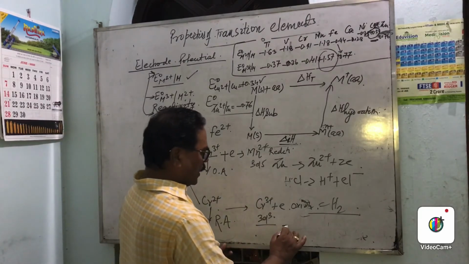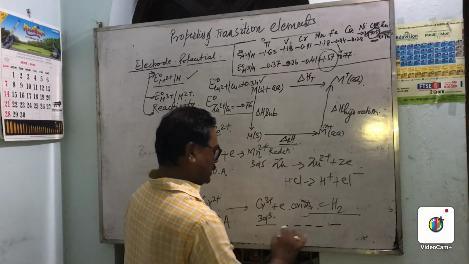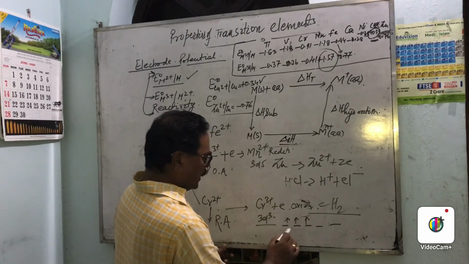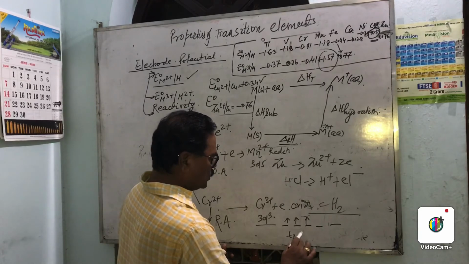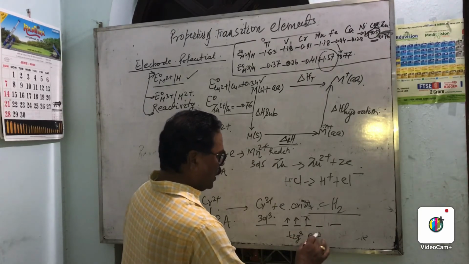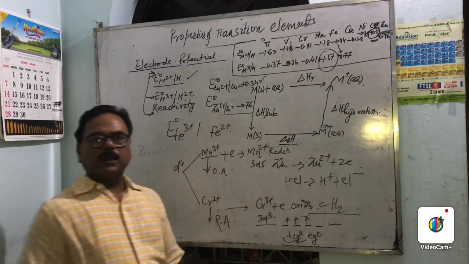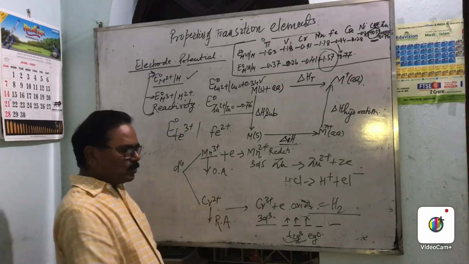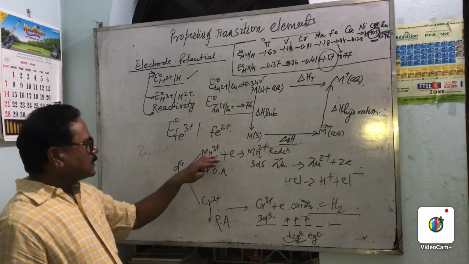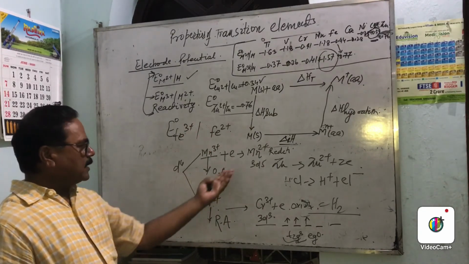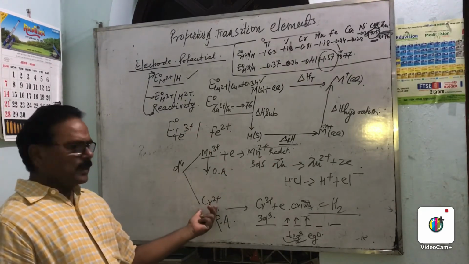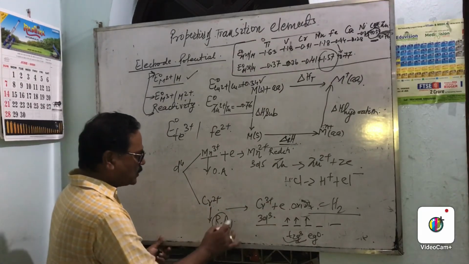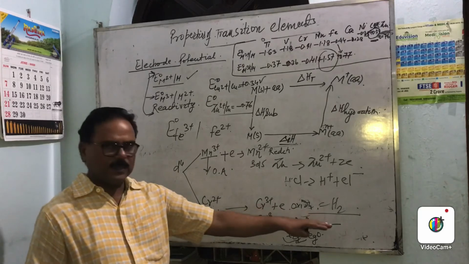3d3 is also stable because d has 5 boxes, and 3 electrons fill 1, 2, 3, and this is called t2g3 and eg0. This is also a symmetrical configuration. That's why, out of chromium 2 plus and chromium 3 plus, chromium 3 plus is stable. So if the question is asked, Mn3 plus acts as an oxidizing agent. Similarly, chromium 2 plus will act as a reducing agent. And this question is answered in this way.